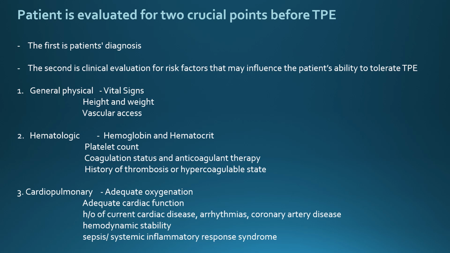Then you will look into the cardiopulmonary system, whether adequate oxygenation is there, cardiac function is adequate, or there is a history of current cardiac disease, arrhythmias going on, CAD like coronary artery disease, hemodynamic stability, whether the patient is in sepsis or is having systemic inflammatory response syndrome. So everything needs to be looked at.